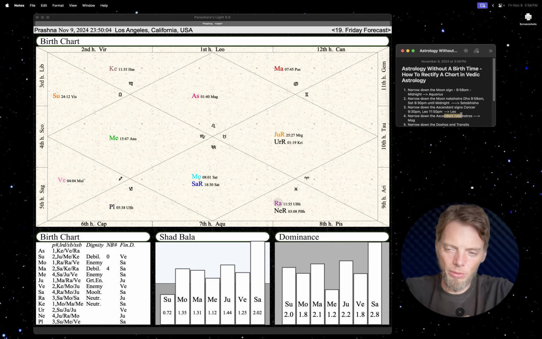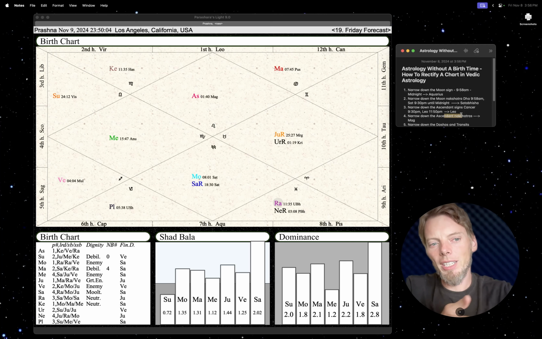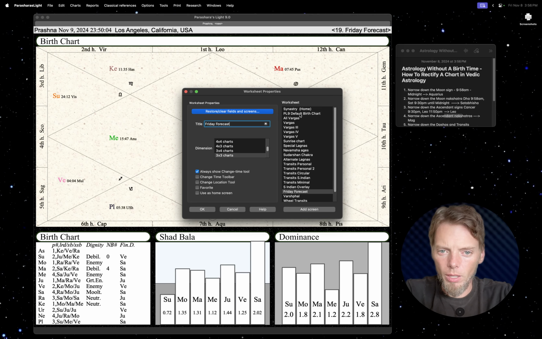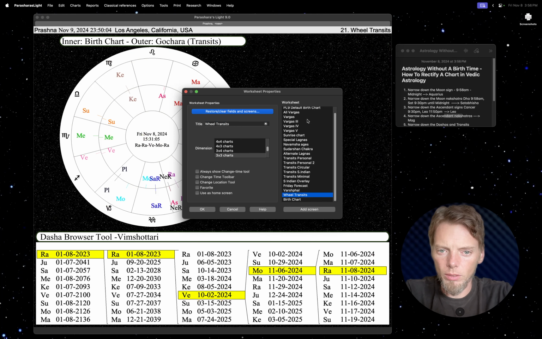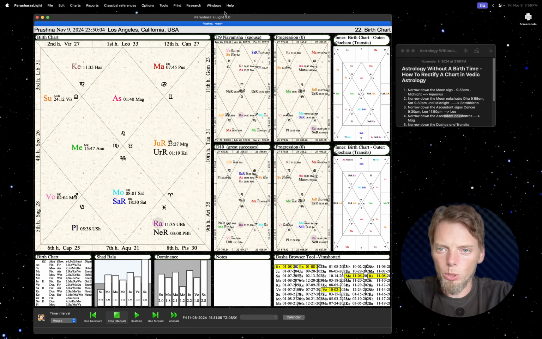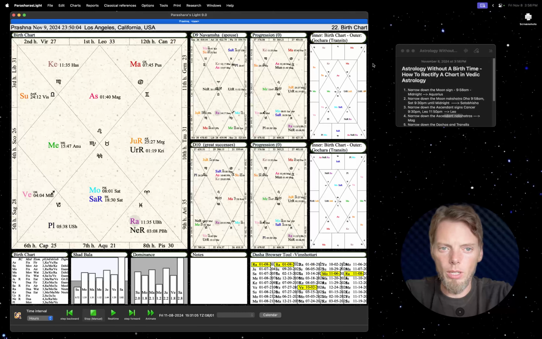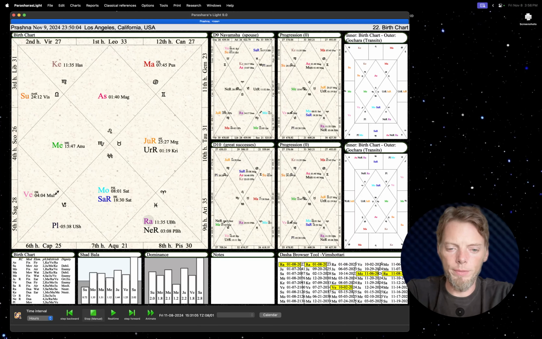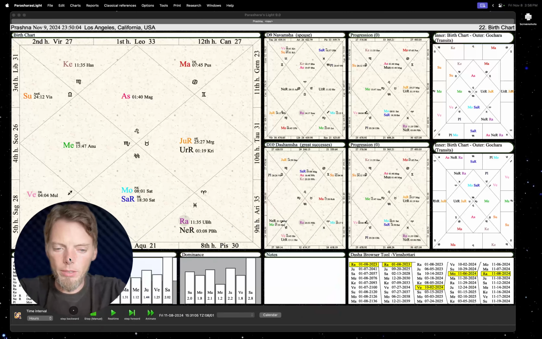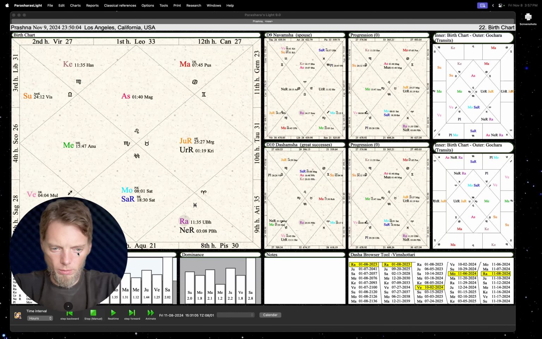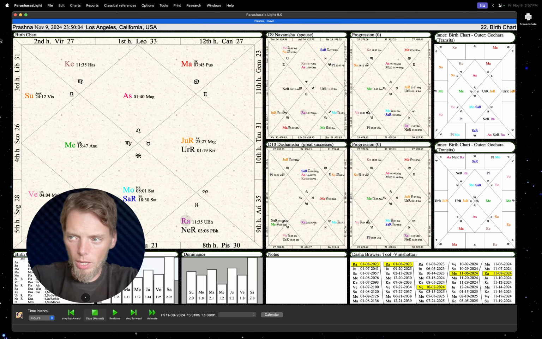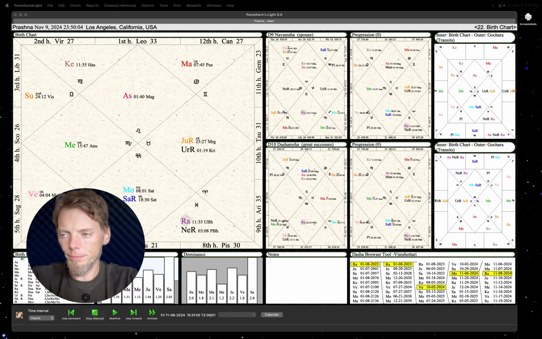We've narrowed down from a whole day down to 10 minutes. So now we can look at the transits and dashas. This is where if we need to get more specific, we use the transits and dashas. So in this case, within that 10-minute range, we've narrowed it down so much, which isn't always the case. Sometimes it's a bit harder than this.